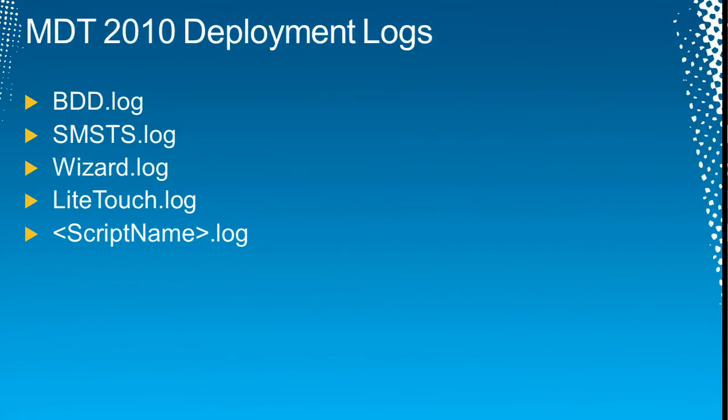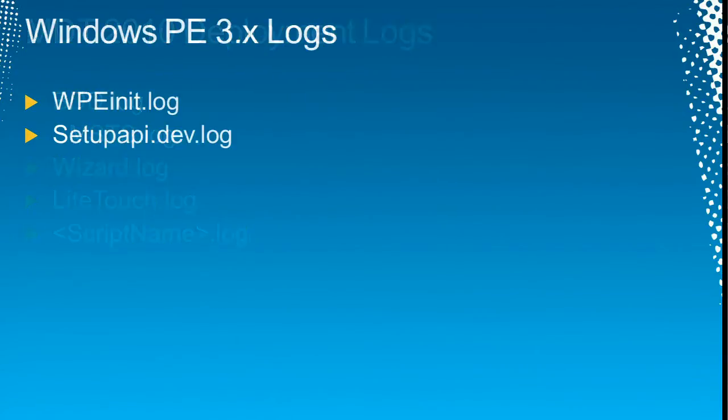The sequence itself also has a log file, but we normally use that for troubleshooting applications only. That information in the SMSTS log file is not so useful during deployment of the operating system, but mostly for post-installation procedures.